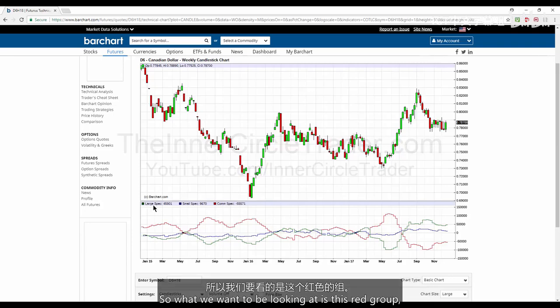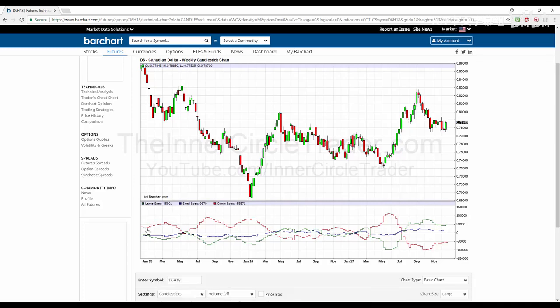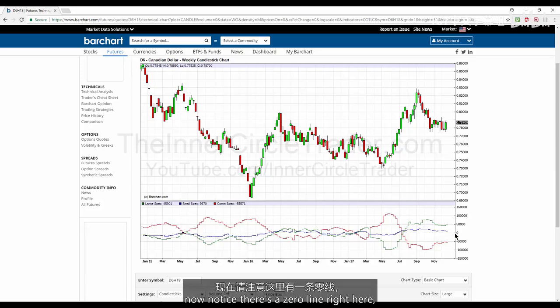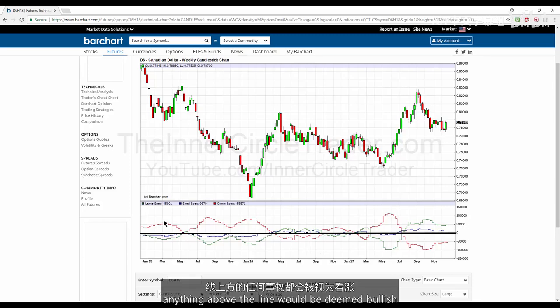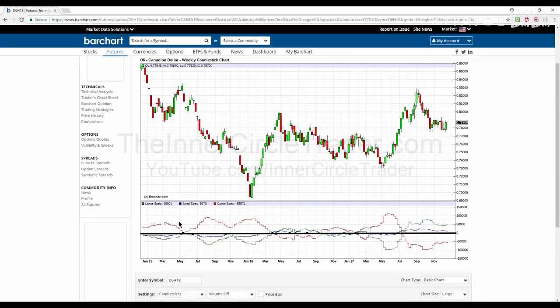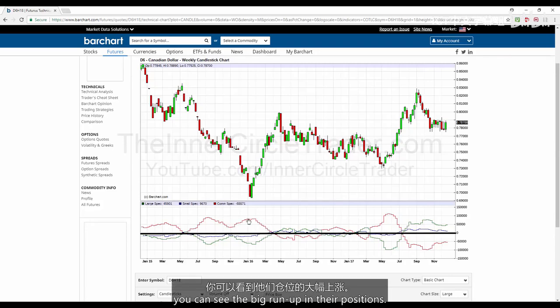So what we want to be looking at is this red group, because when they get a very large position, now notice there's a zero line right here. Okay, draw that out across the entire graph, and I'll put that on the chart so you can see it. By having that, anything above the line would be deemed bullish, and anything below it or at it would be neutral to bearish. All this in here, you can see the big run up in their positions.